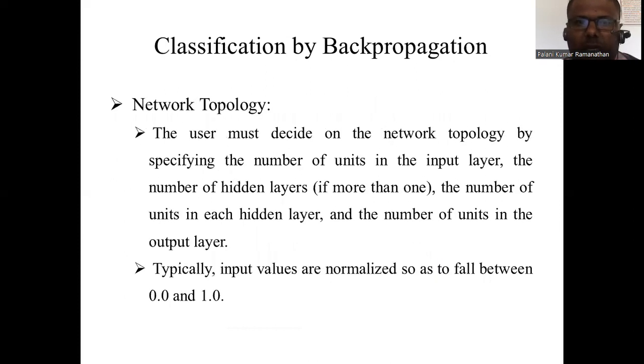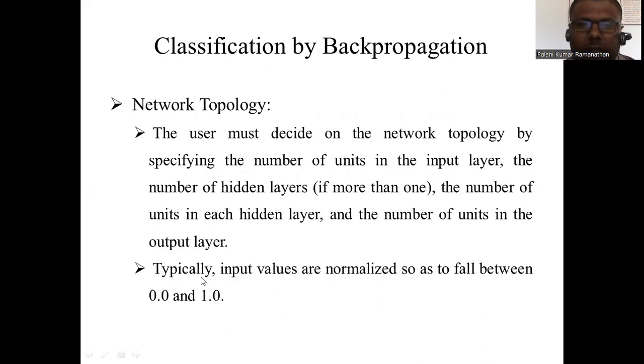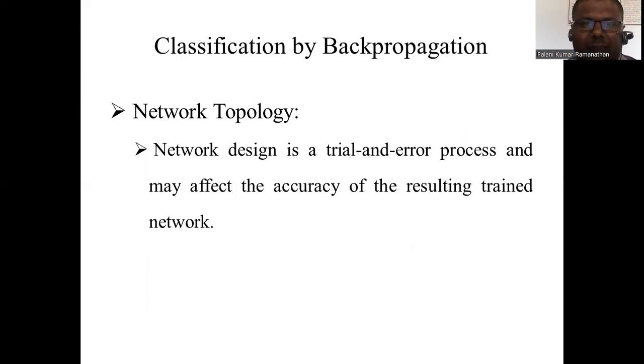Generally, the user must design the network topology by specifying the number of units in the input layer, the number of hidden layers, the number of units in each hidden layer, and the number of units in the output layer. Number of units in the sense of x1, x2, x3, xn. These are all the units, and we need to decide these units when we design the network. Typically, input values are normalized so as to fall between 0 and 1. So the values given to the input units are from 0 to 1. The network design is a trial and error process and may affect the accuracy of the resulting trained network.